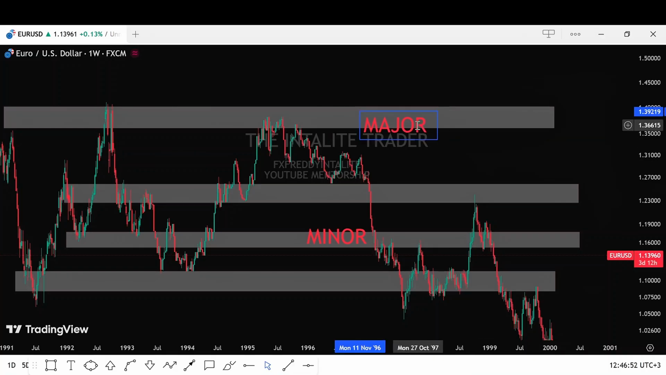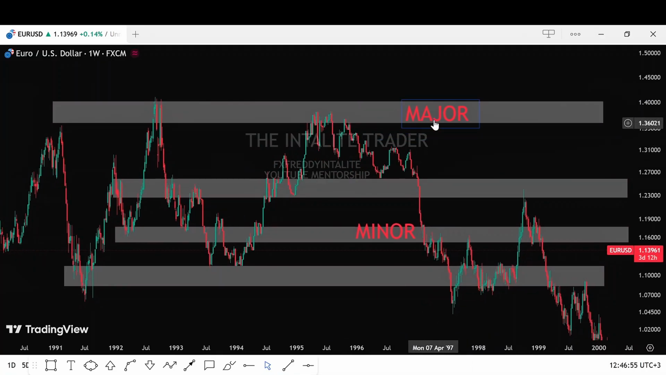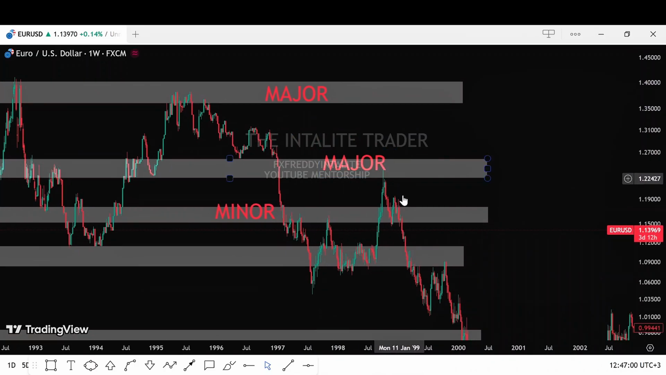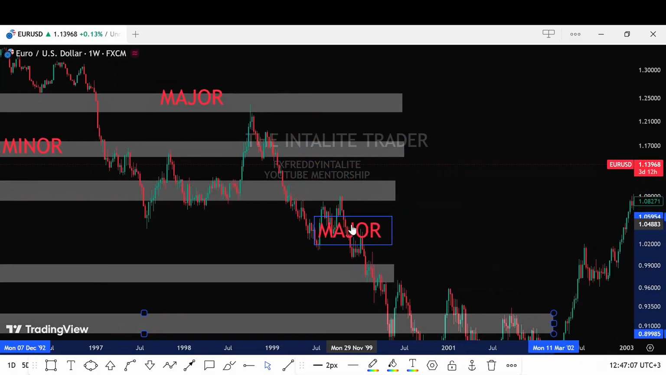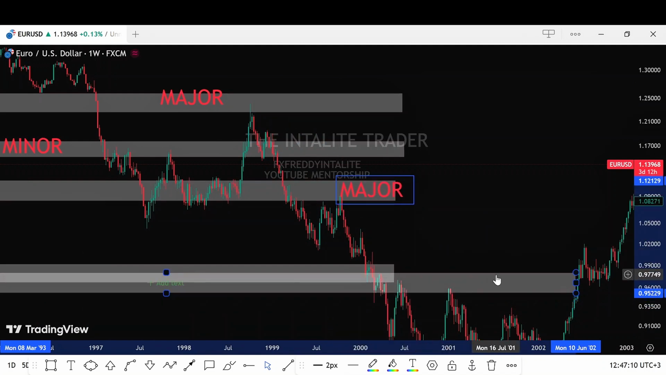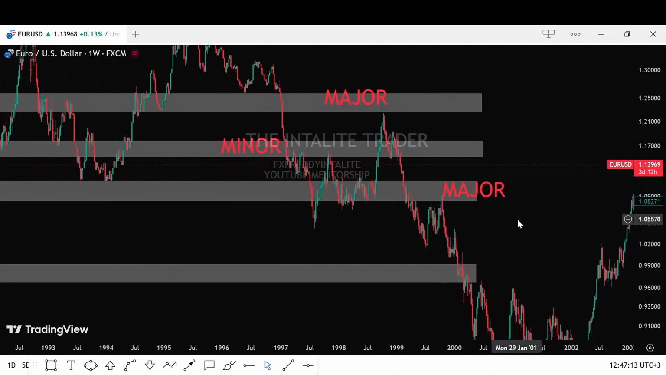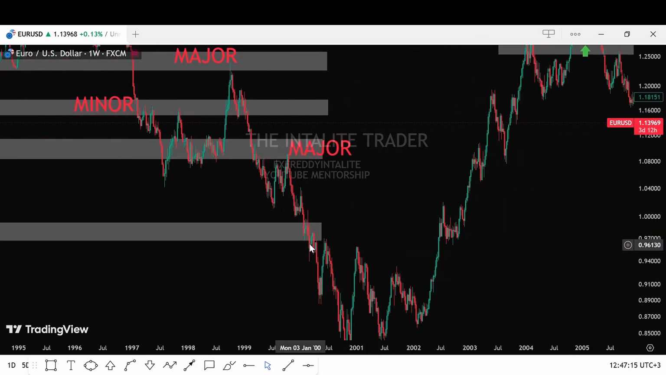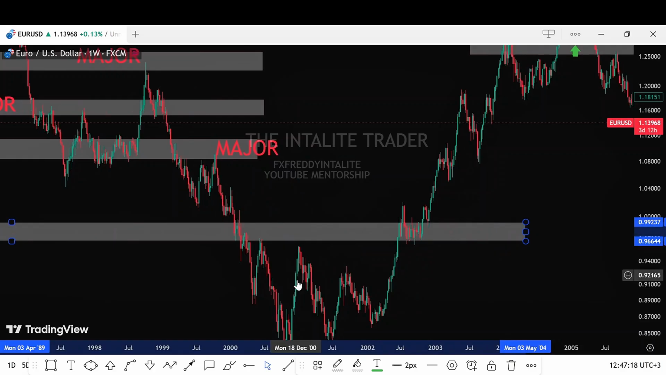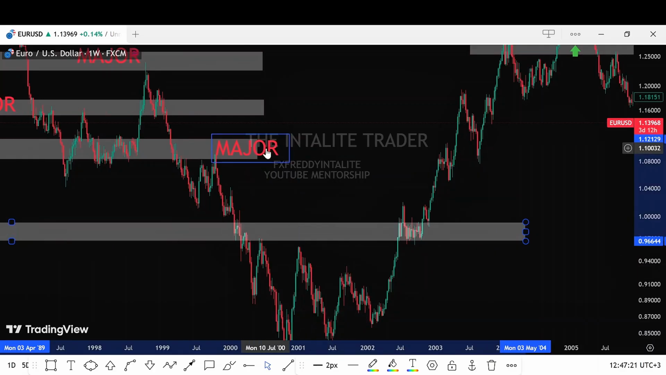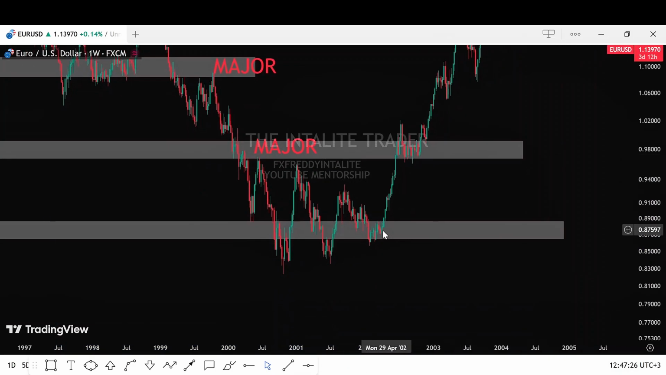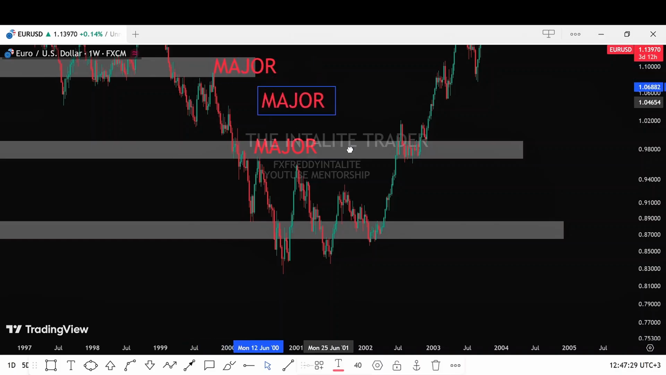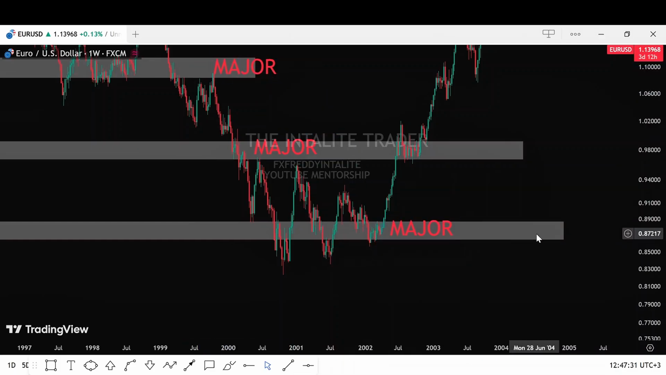Major levels. So this is a major level, and it can easily be seen. The same thing applies to this. You can easily see price traded here. You can also easily see that price traded in this zone. You can easily tell that. So those are called major levels. You can also easily tell that price traded in this zone. So this becomes a major level here together. The same thing applies to this. You can easily tell this is a major level.